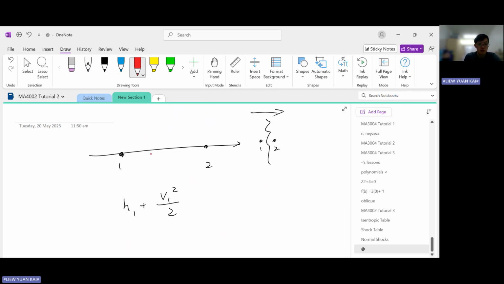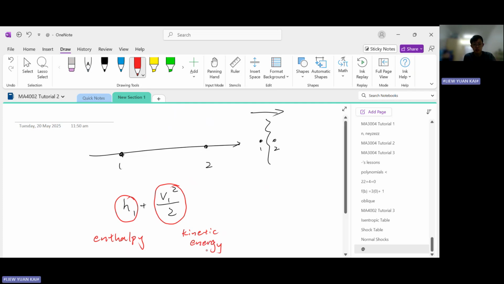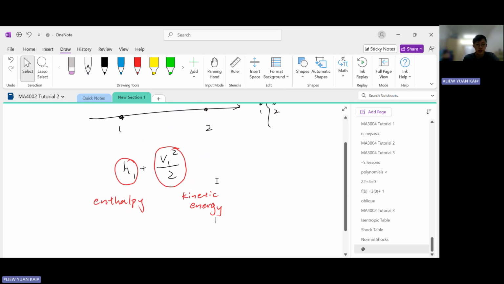So what is this expression showing? One part of the expression is the enthalpy, and another part of the expression, loosely speaking, shows the kinetic energy. My explanations here are going to be loose. They're not going to be strictly scientific, but I hope it still gets across the ideas of energy in a moving fluid.